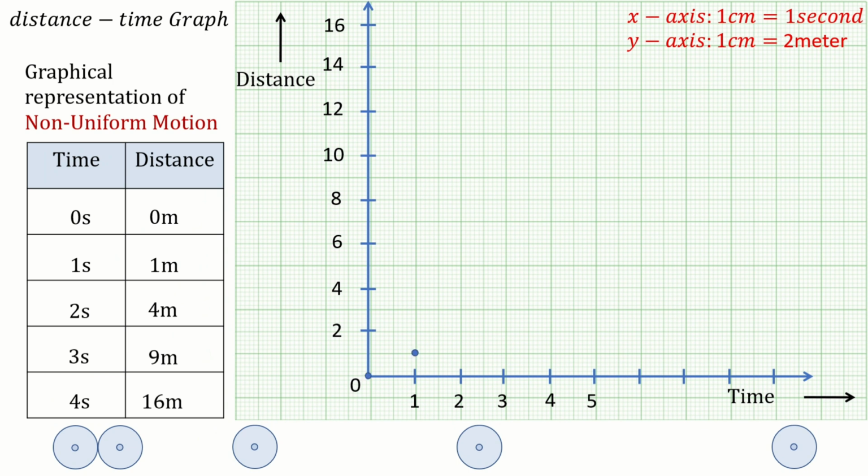0, 0; 1, 1; 2, 4; 3, 9; 4, 16. Let us join all these points and see the type of graph we are going to get. Yes, here we have got a non-linear graph. From this we can conclude that the graphical representation of non-uniform motion will always be a non-linear curve.